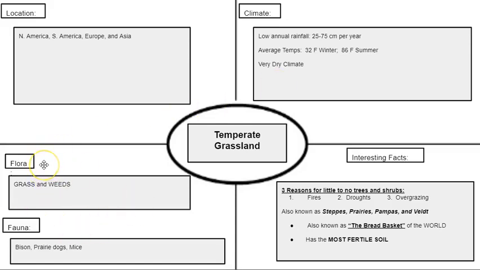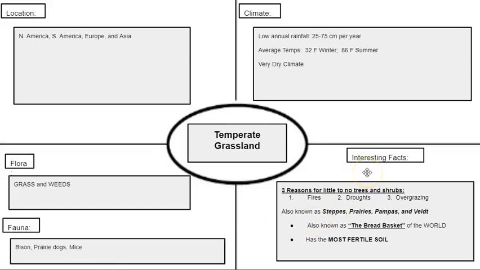Again, we're going to have our flora, which is our plants. Remember, there are not many for this biome. We're just going to have grasses, weeds. You could also put flowers, which we talked about in our video. Then we have our animals, our fauna. These include our grazing bison, our prairie dogs, and our mice.